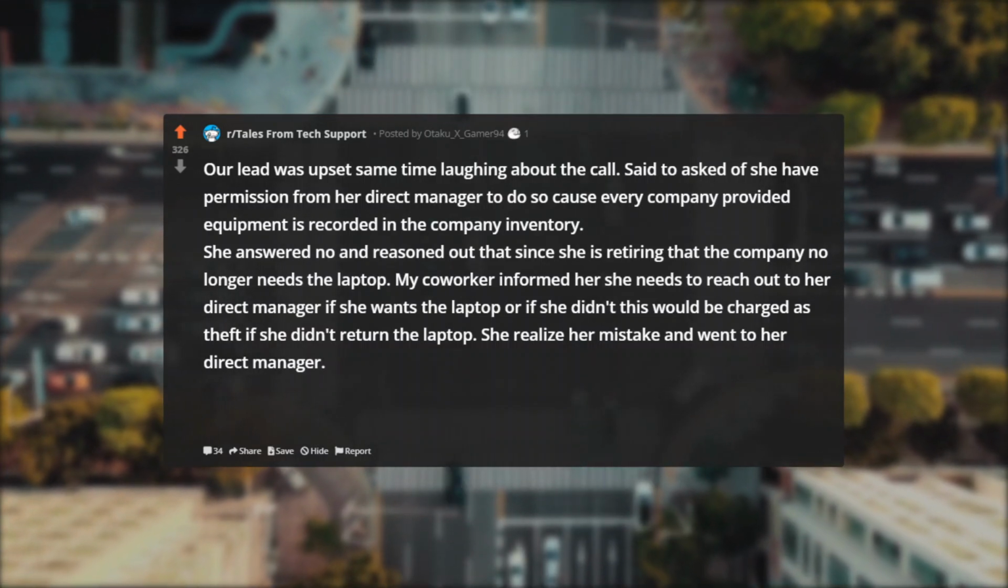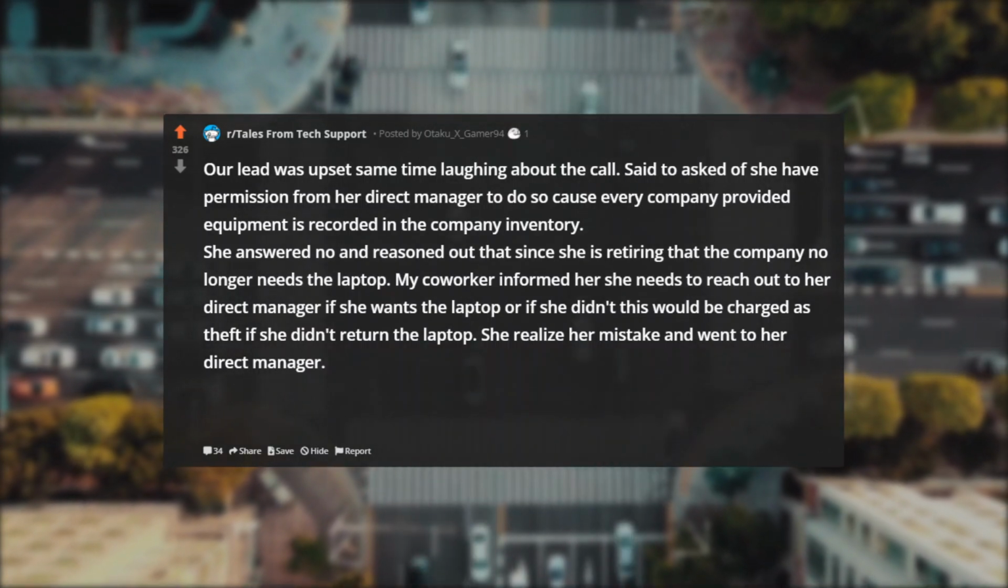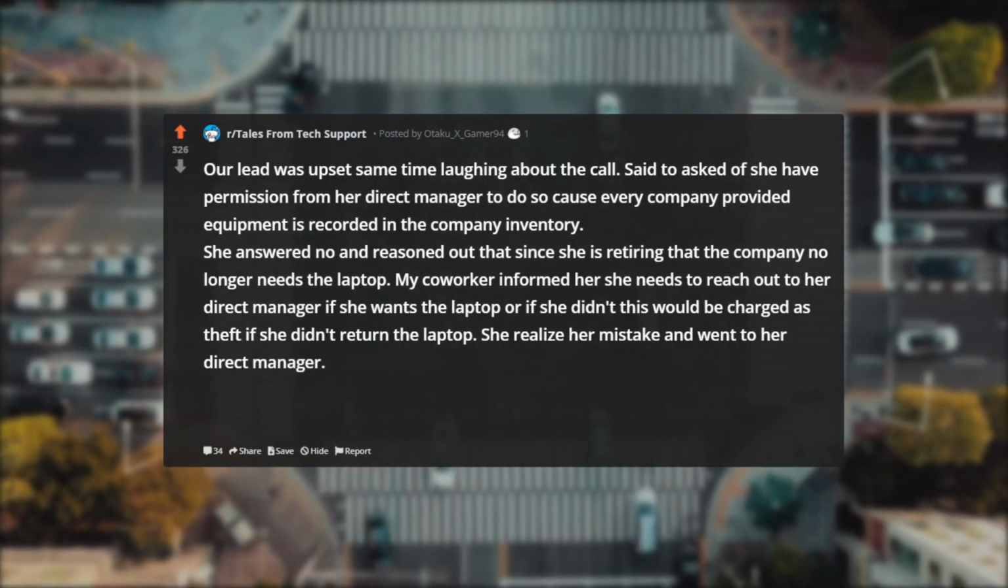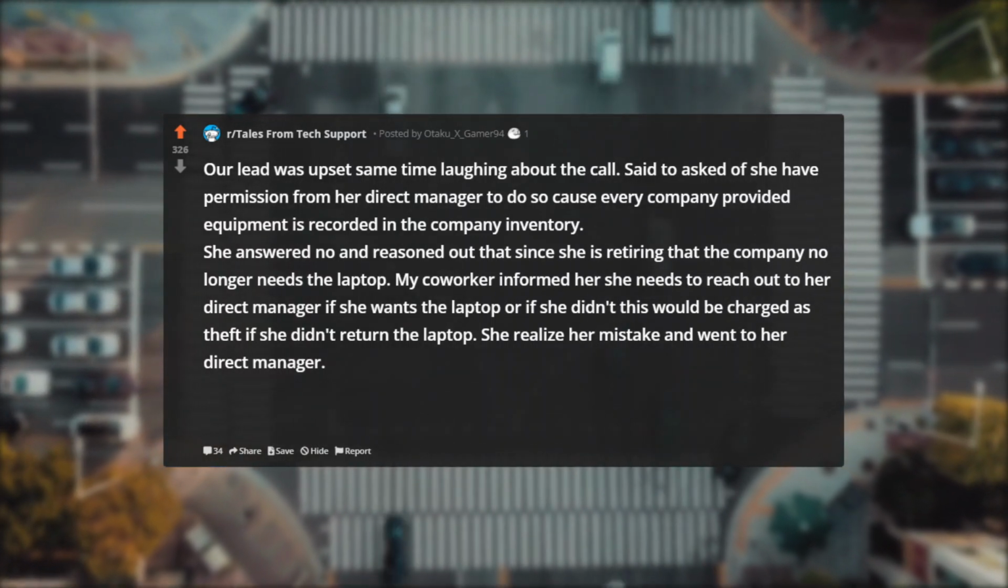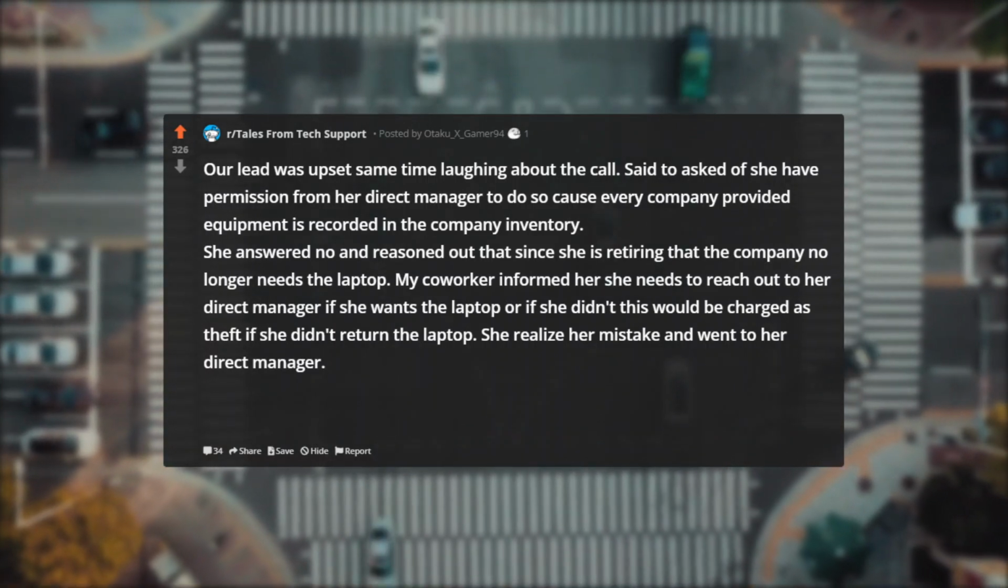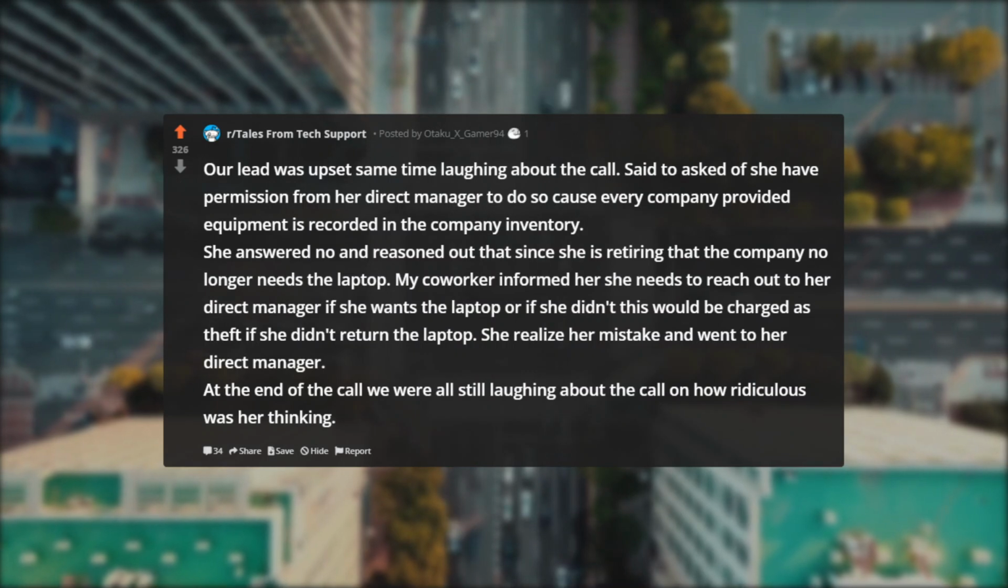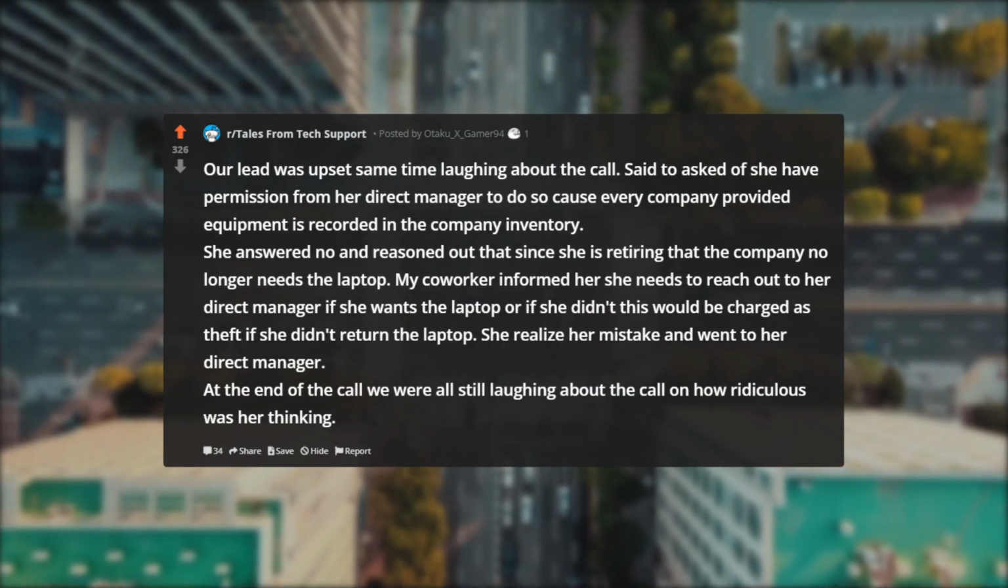My coworker informed her she needs to reach out to her direct manager if she wants the laptop, or if she didn't, it would be charged as theft if she didn't return the laptop. She realized her mistake and went to her direct manager. At the end of the call we were all still laughing about how ridiculous her thinking was.